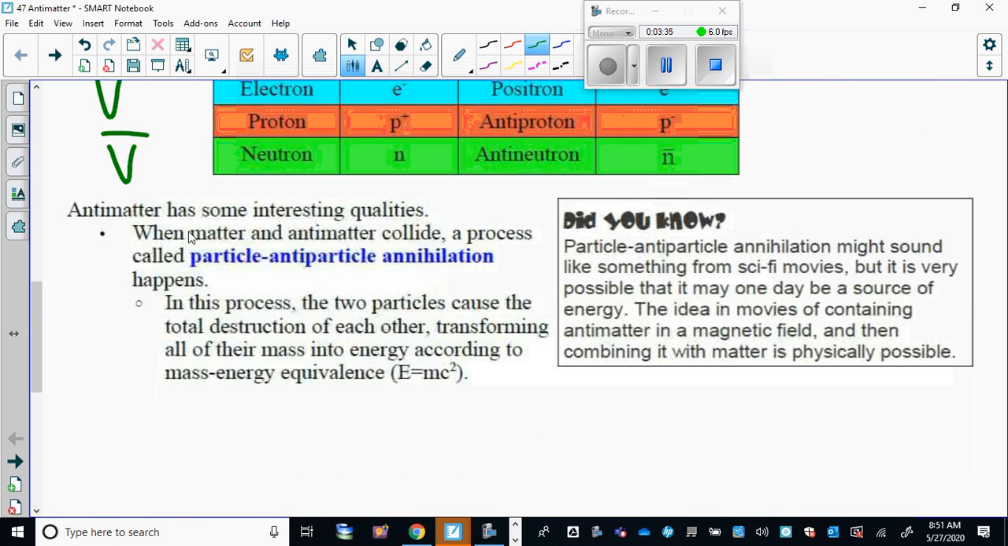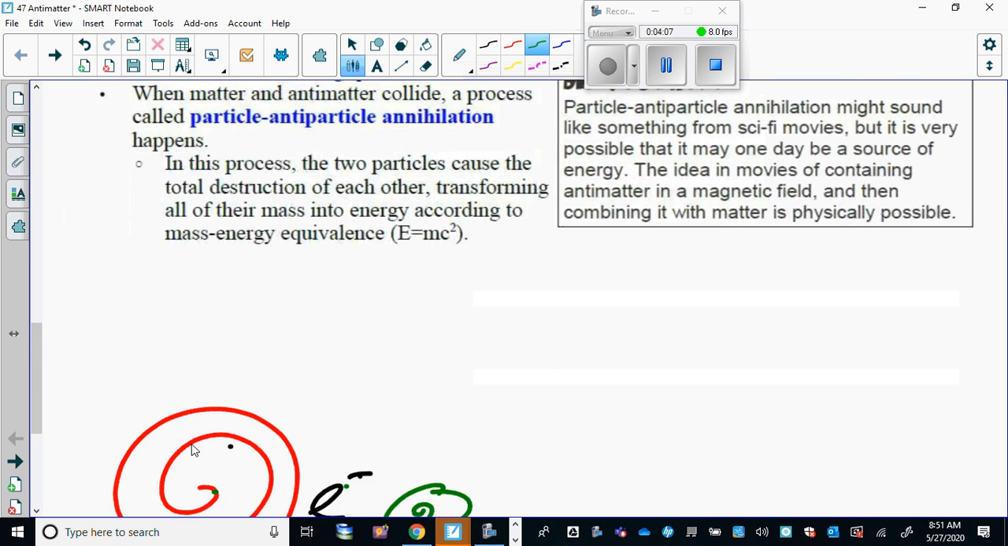Okay, then we come to this. Antimatter has some interesting qualities. When matter and antimatter collide, a process called particle-antiparticle annihilation happens. In this process, two particles cause the total destruction of each other, transforming all of their mass into energy by this equation here. So that's pretty insane. If you met your anti-particle person and you collided with one another, all of that mass would be converted into energy. And let me tell you, that would be a huge amount of energy because we have a great amount of mass.